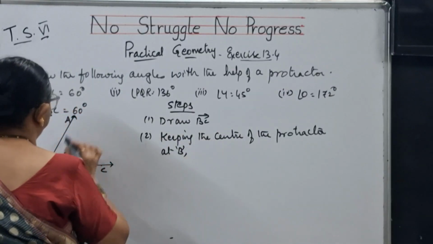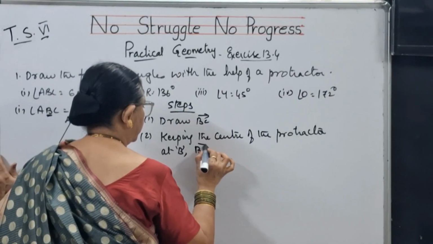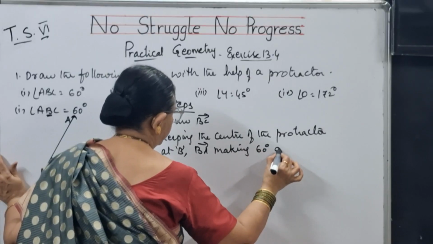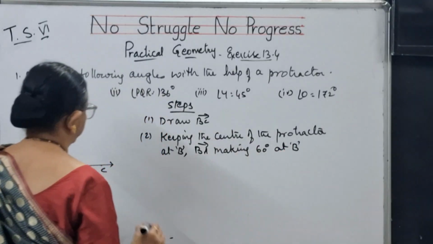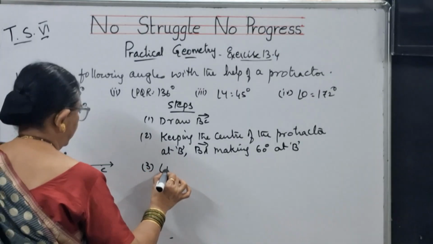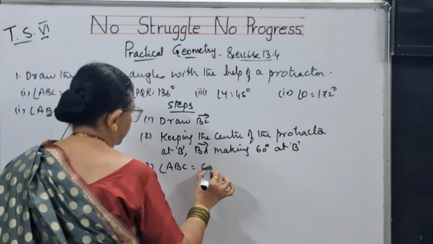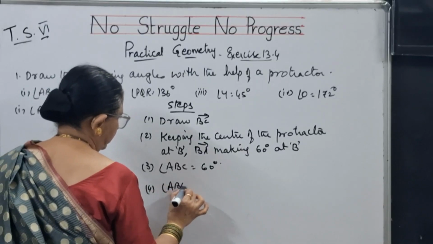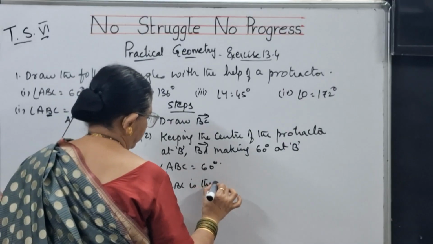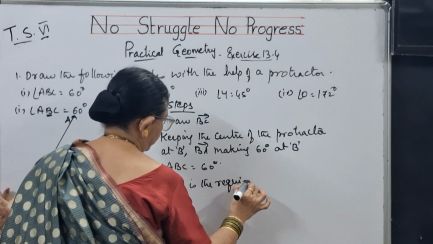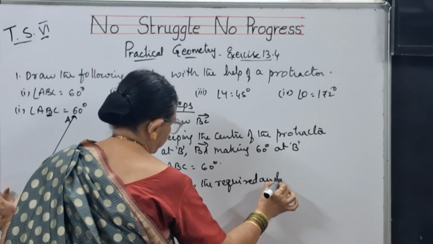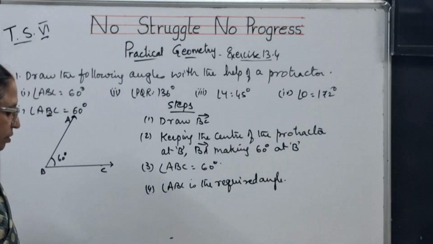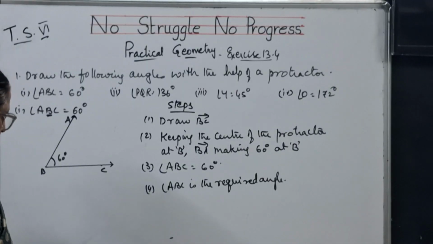You have to draw BA ray. Okay, 60 degrees at B. Now the third one is angle ABC is equal to 60 degrees. So fourth one, angle ABC is the required angle. So write down this, children. This is for angle 60 degrees.